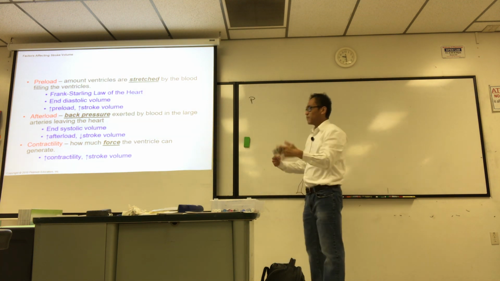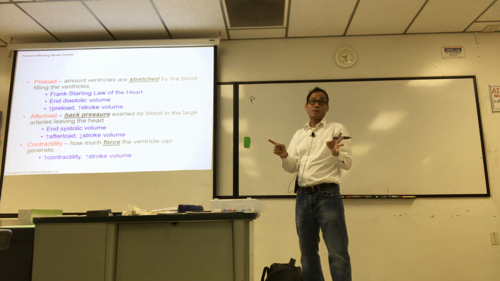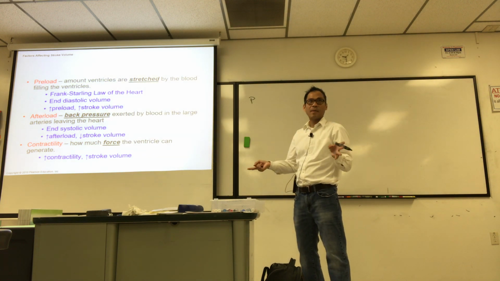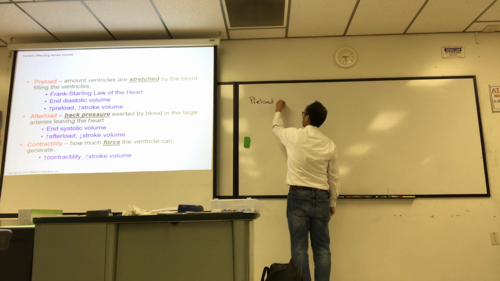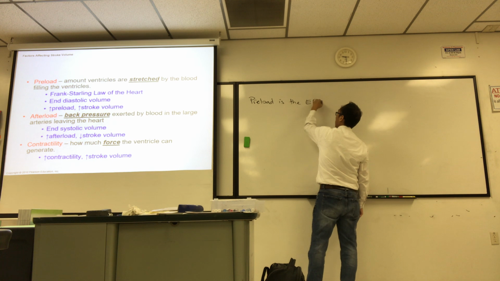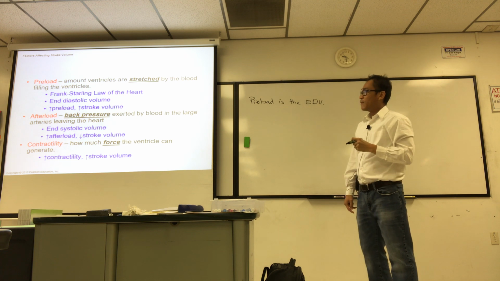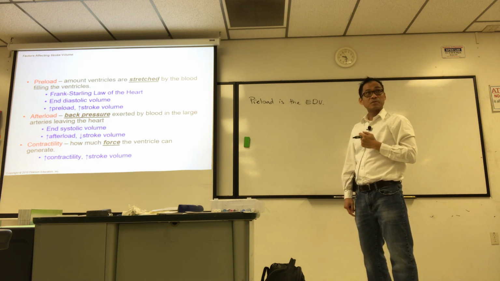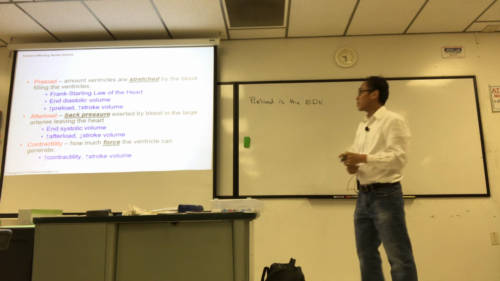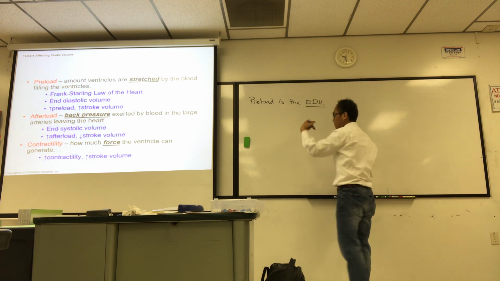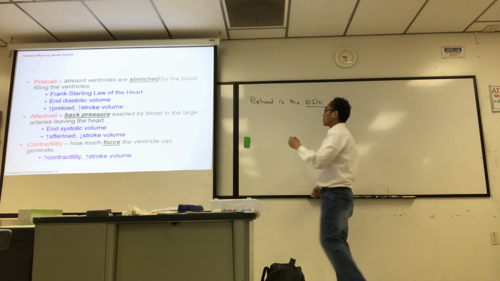Now, a lot of physiology is just terms, and sometimes the terms change, but the concepts don't. Preload is one of those terms that we already talked about, just said in a different way. Preload is the EDV. It is the end diastolic volume. It's the amount the ventricles are stretched by the blood filling the ventricles. That would be the EDV, the amount of inflow. Okay? So just stated a different way. But now, instead of just thinking of it as a volume number, 120 mLs, think of that volume of blood stretching the ventricular walls.